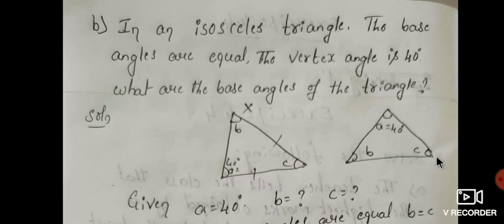And the second question they give is: in an isosceles triangle the base angles are equal. They have given conditions. First is an isosceles triangle, and the second condition is that the base angles are equal. The third condition is that the vertex angle is 40 degrees. Then what we have to do is find the base angles of the triangle. So we have to find the value of the base angles of the triangle.